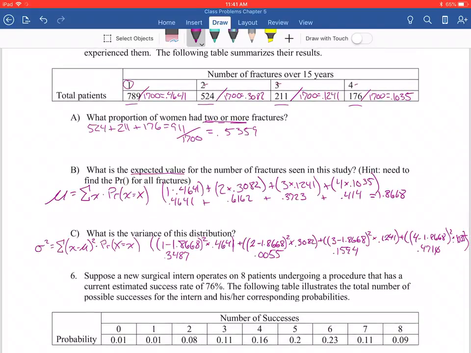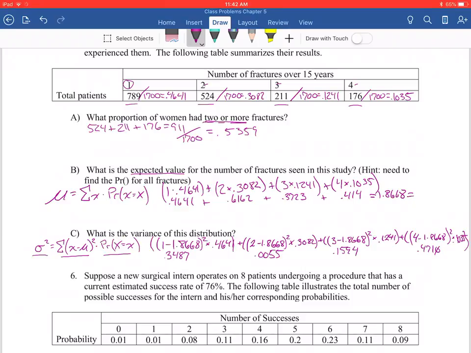Next, part C is what is the variance of the distribution. In order to do the variance, remember the variance is the weighted average of the squared distance around the mean, provided the probabilities around it. So our variance is going to equal the sum of x minus mu, being the expected value or average, squared, times the probability of x. So we have 1 minus our mu.